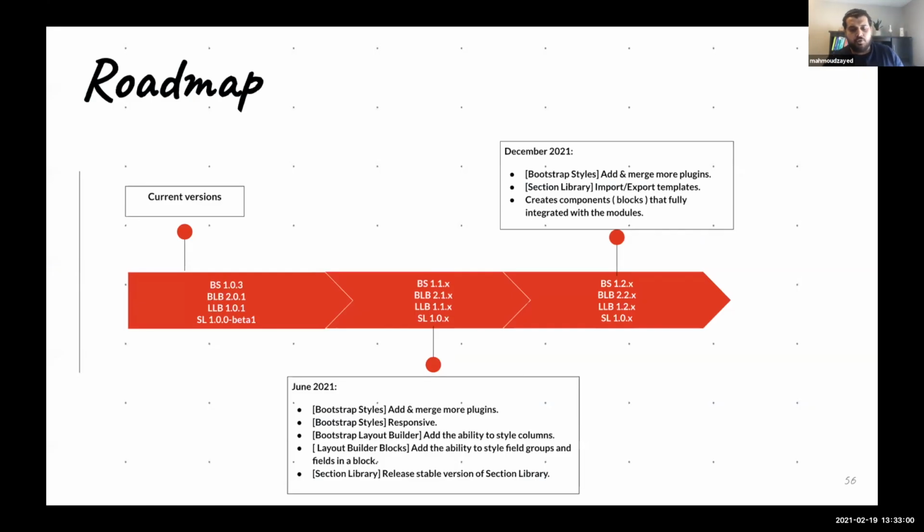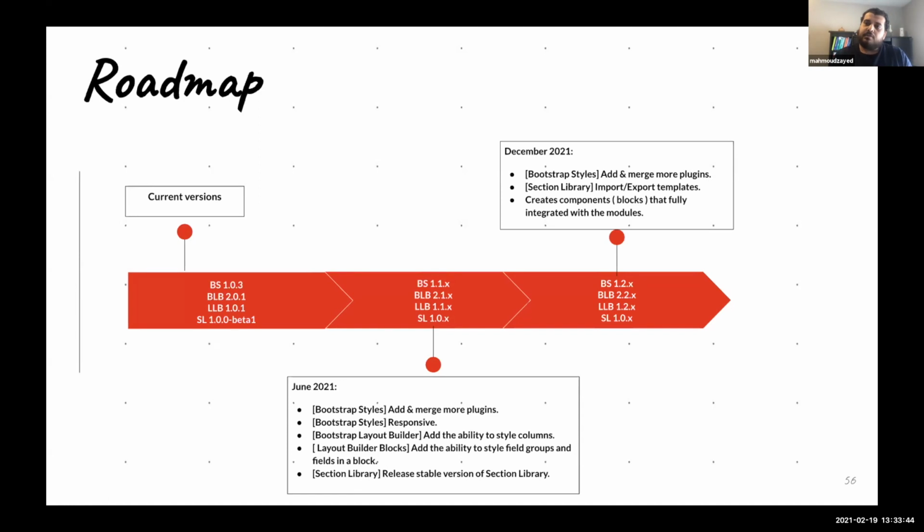Finally, our roadmap. We are now on Bootstrap Styles version 1.0.3, BLB 2.0.1, Layout Builder Blocks 1.0.1, and Section Library in beta version. Our goal during the first 6 months of this year is to release more features on Bootstrap Styles and add more plugins. Also, when you build your own plugins, if you find it's something we can reuse or generic enough, feel free to contribute it. We can include it, of course.